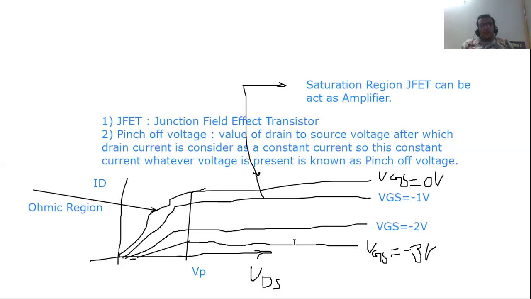And see here, this is known as the cutoff region. Cutoff region means off switch. It cannot act as a current flow device, so it can act as a type of open switch. In the ohmic region, it can act as an on switch, or we can say a short circuit. So this is the entire concept related to JFET.